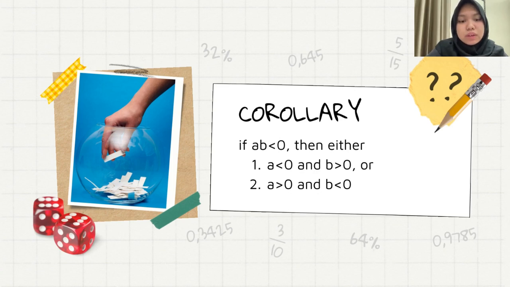Okay, this is for the corollary. If a times b is less than 0, then either 1, a is less than 0 and b is more than 0, or 2, a is more than 0 and b is less than 0.